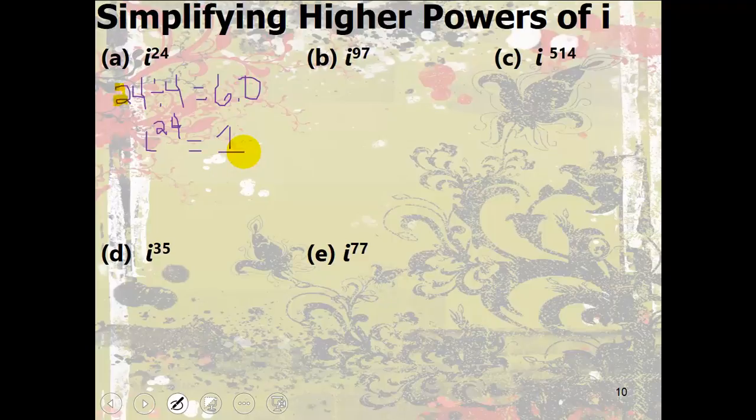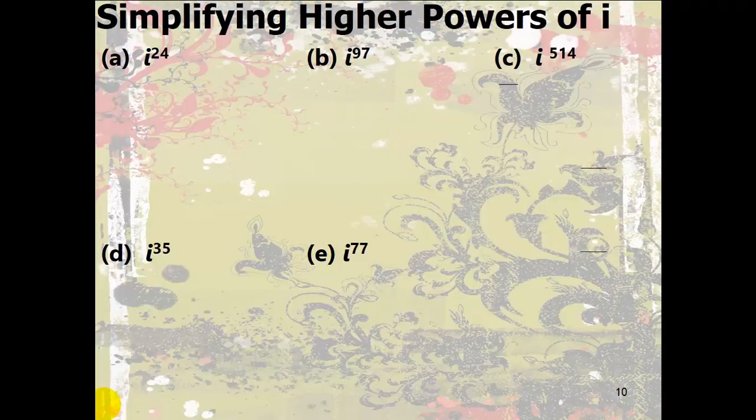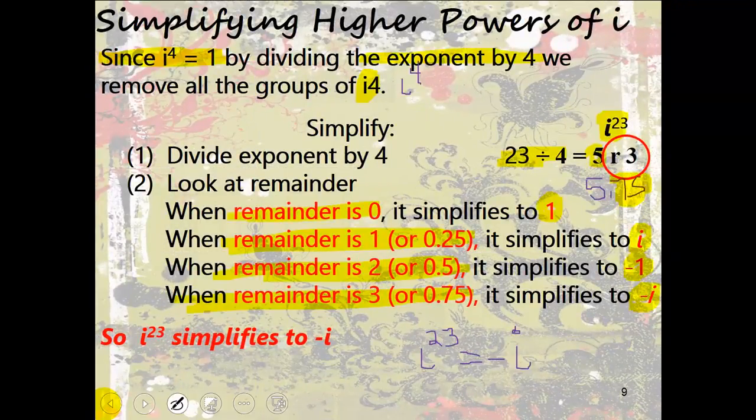i to the 97, we're going to take 97 and divide by 4. Okay, what do we get when we take 97 and we divide by 4? We get 24.25. We don't really care about how many groups of 4 there are. All we're interested in is the 0.25, because that means i to the 97 is going to be equivalent to, if we have a remainder of 0.25, it's going to simplify to i.